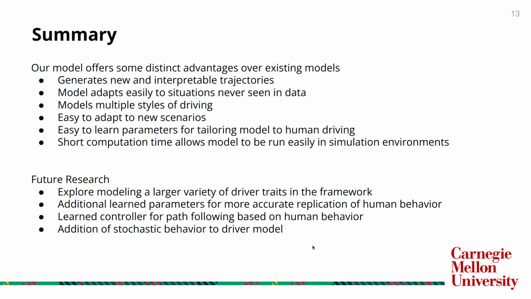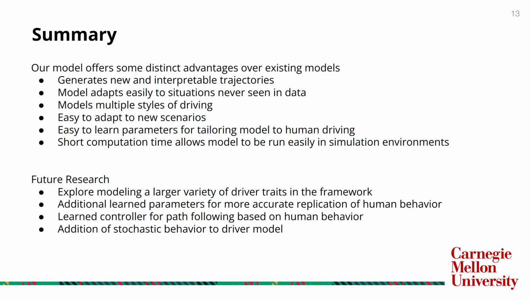Some summary of these results and work. There has been some past work in this human modeling for autonomous vehicles. Our work offers some distinct advantages. The trajectories that it generates can be new and interpretable rather than just replicating existing data, as some of the learned models for replicating human behavior tend to. Our model also easily adapts to situations never before seen in data, as it's generally very rule-based. It's easy to change the orientation and configuration of cars and see the model still work very effectively.